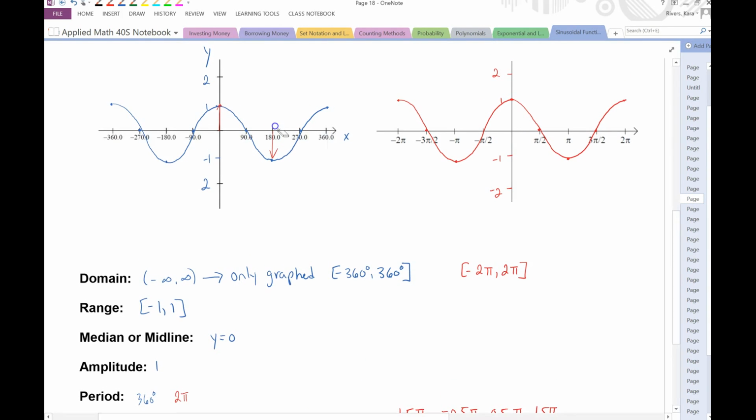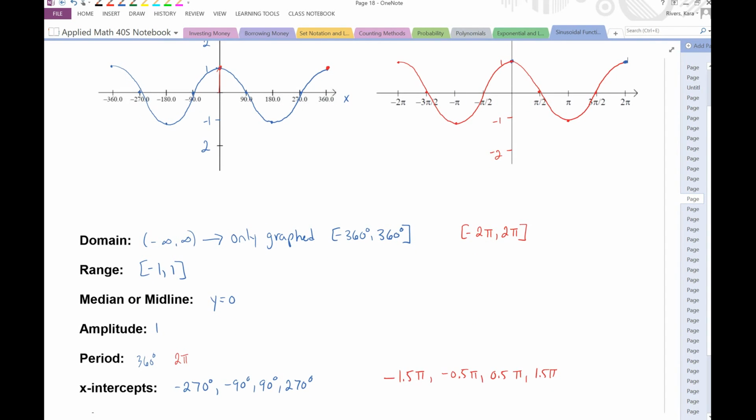So what does that mean? That means that that's where we have one repetition. So if I go from this point to this point again, that's one full cycle, one repetition, 360 degrees. And if we look at that on our other graph here in pi radians, that would be 2 pi.